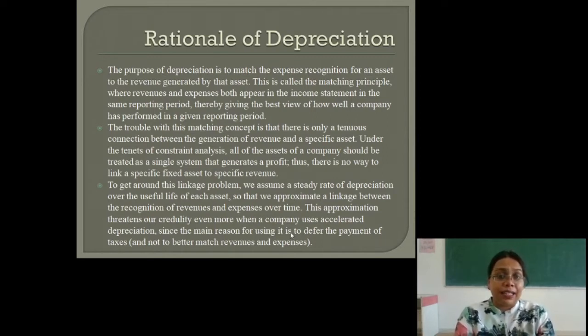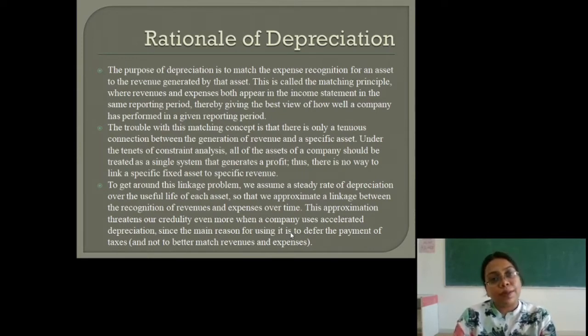It is a very big constraint for doing an analysis. Why? Because all of the assets of a company should be treated as a single system that generates a profit. But there is no way to link the revenue of a specific asset to its expenses. To get around this linkage problem, we assume a steady rate of depreciation over the useful life of such an asset.